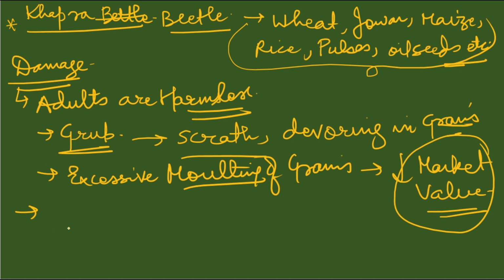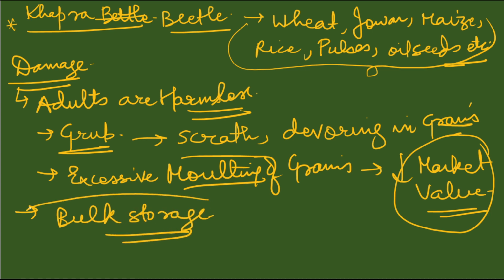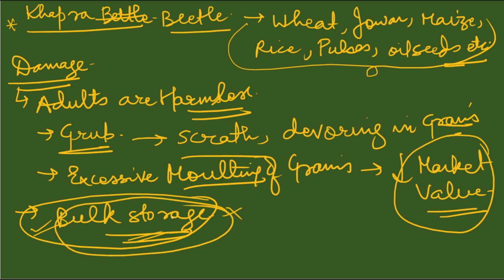And generally, whenever there is bulk storage, you will find a lot of Khapra beetle attack there. They generally prefer bulk storage. If you keep the grains in a less bulk amount, there are fewer chances of Khapra beetle, but in bulk storage, there are high chances. Although it is not proven completely, many times it is seen that in big bulks their infestation is more. So how can we control them? Management of Khapra beetle.